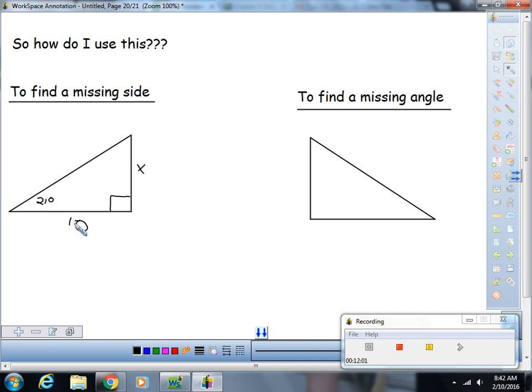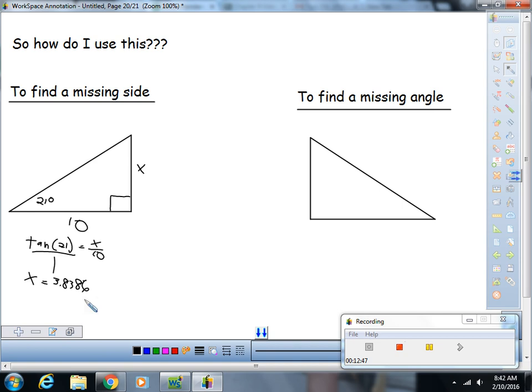Opposite. What's the 10? Which one involves opposite and adjacent? Tangent. So tangent of 21 is x over 10. I tend to just turn these into a proportion and do x is equal to 10 times the tangent of 21 divided by 1. And so what is that? Give it to me as a decimal. 8386.